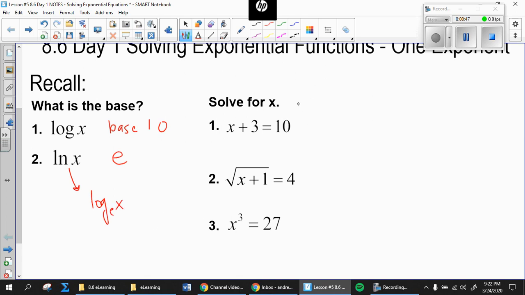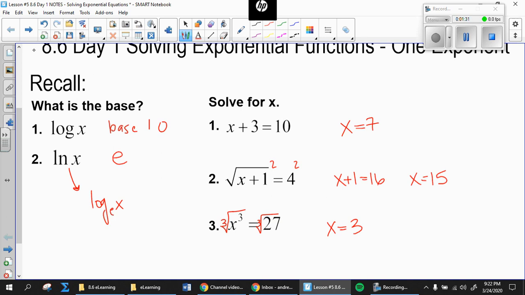What we're going to talk about today is solving, so we're going to talk a lot about inverses. Remember, when we solve any equation, we're always just taking the inverse of the operation that's going on. In this case, we're adding, so we know that the inverse of that is subtracting. So we get x equals 7. Here, we're square rooting, so we know the inverse of square rooting is squaring both sides. So we get x plus 1 equals 16, which gives us x equals 15. And same thing here, we're cubing, so we know the inverse of that is to cube root both sides, and so we'll get x equals 3.